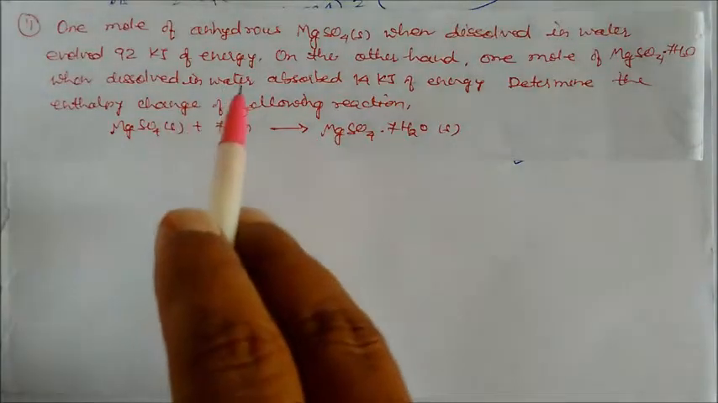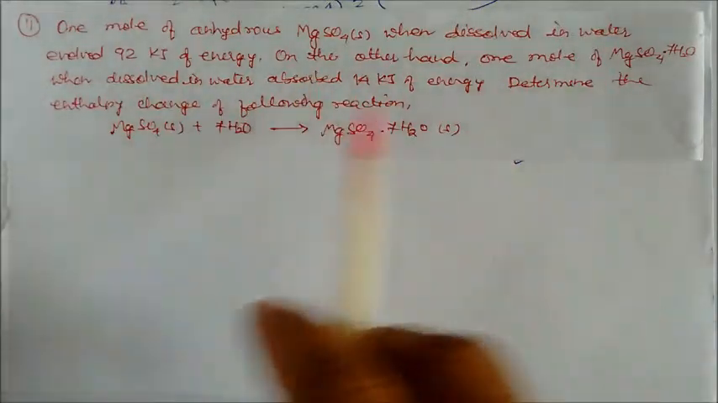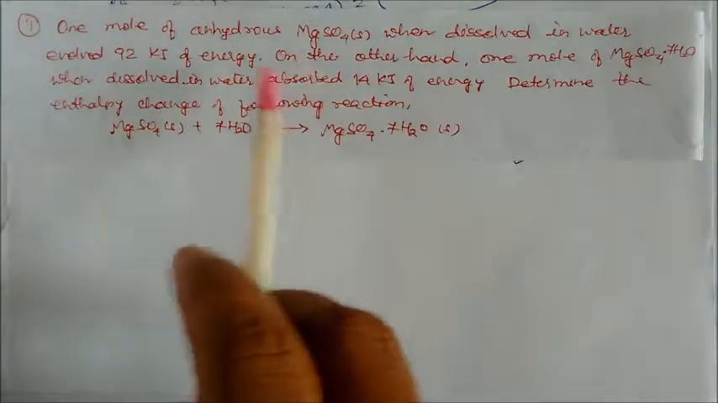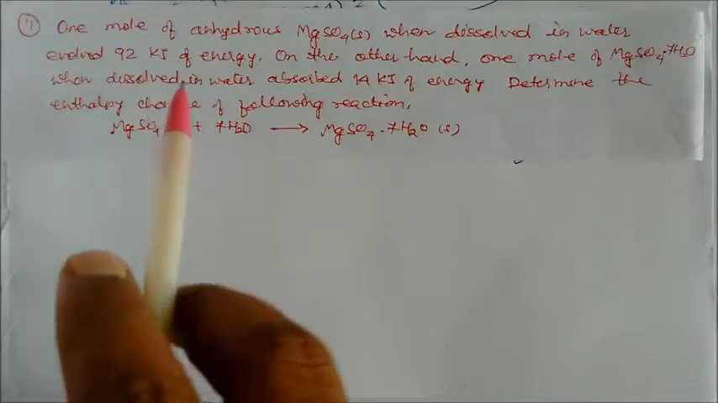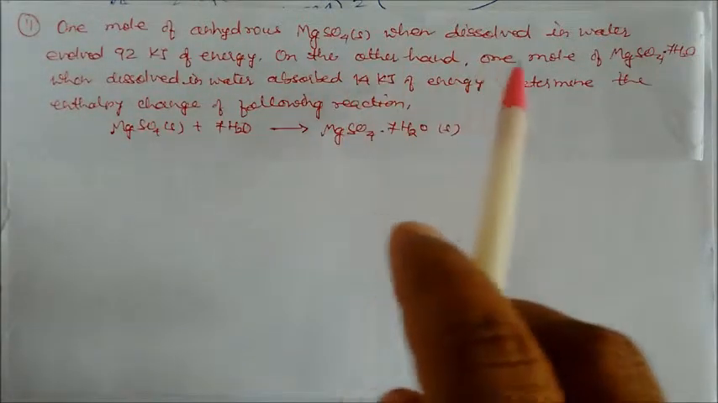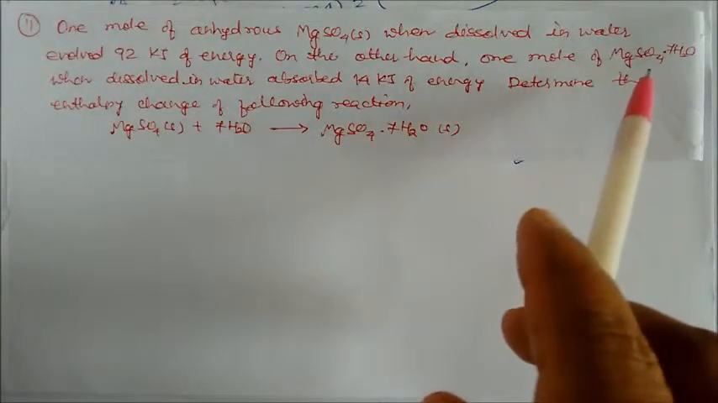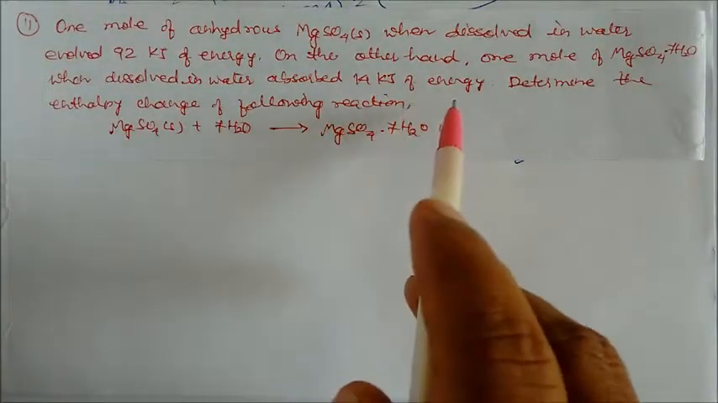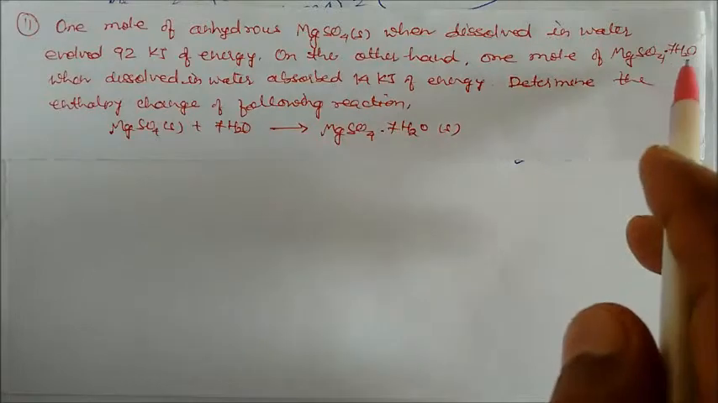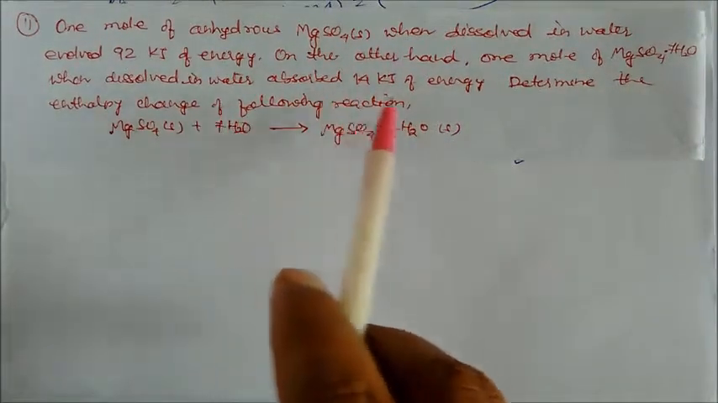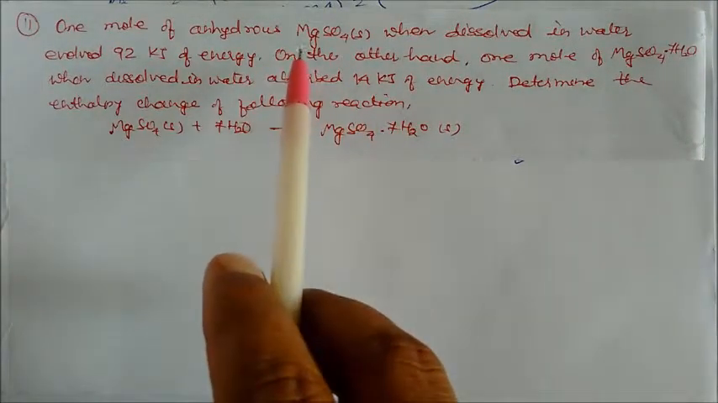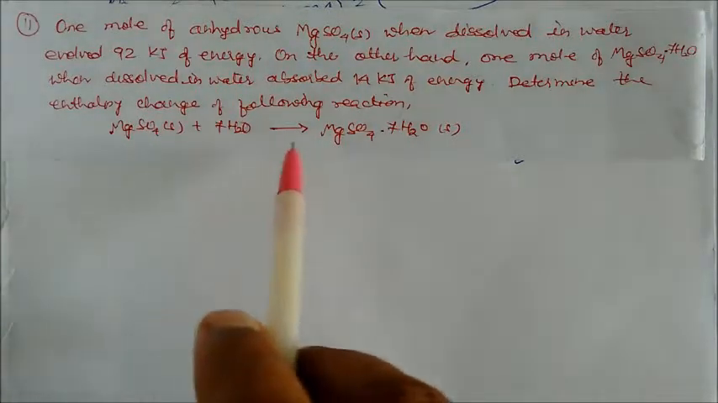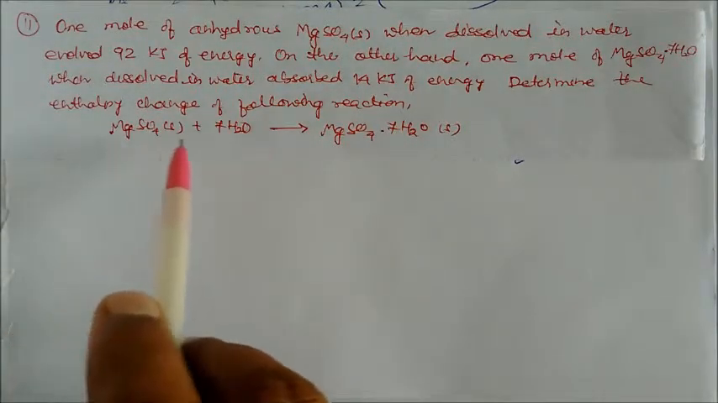One mole of anhydrous magnesium sulfate when dissolved in water evolves 92 kilojoules of energy. So this is an exothermic change. On the other hand, one mole of magnesium sulfate with 7 molecules of water when dissolved in water absorbs 14 kilojoule of energy. So when this hydrated salt is mixing in the water, energy is absorbed, but when the same anhydrous salt is dissolved in water, exothermic energy change takes place. According to this, we have to find the enthalpy change of this reaction.